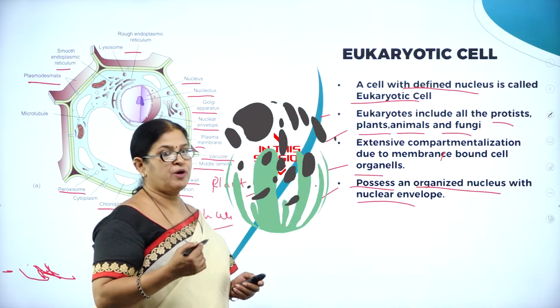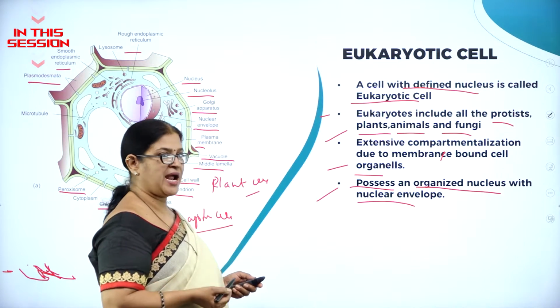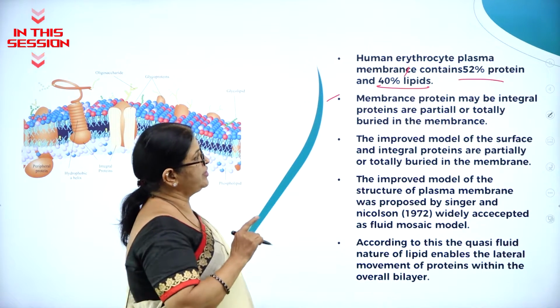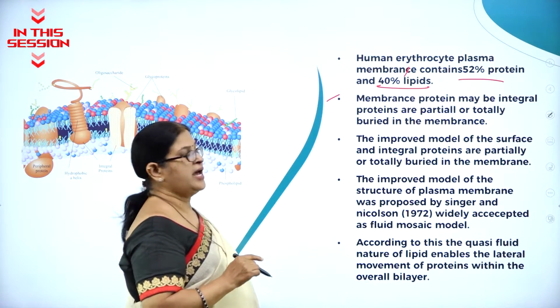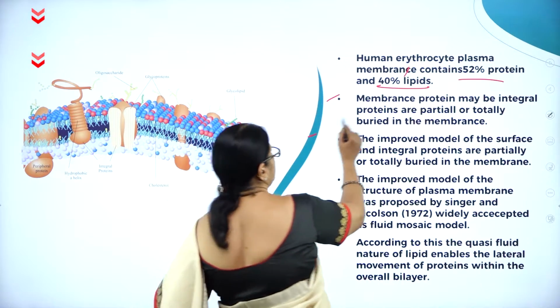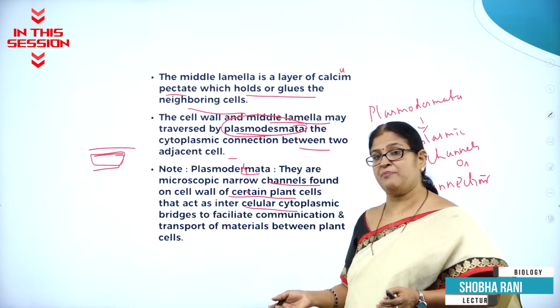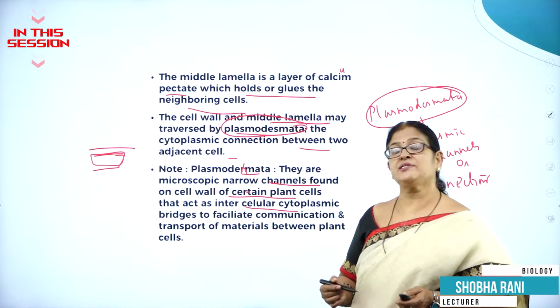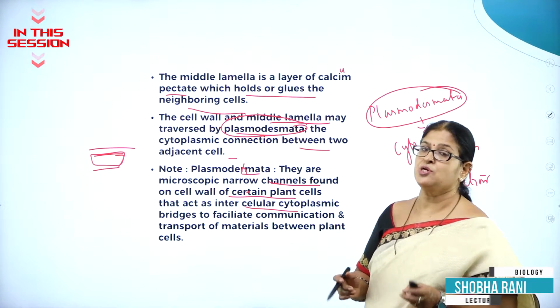Eukaryotes includes organisms like protists, plants, animals and fungi. Plasma membrane contains what? 52% of protein and 40% of lipids. So one cell communicates with the neighboring cell with the help of plasmodesmata, hence they are called cytoplasmic channels.